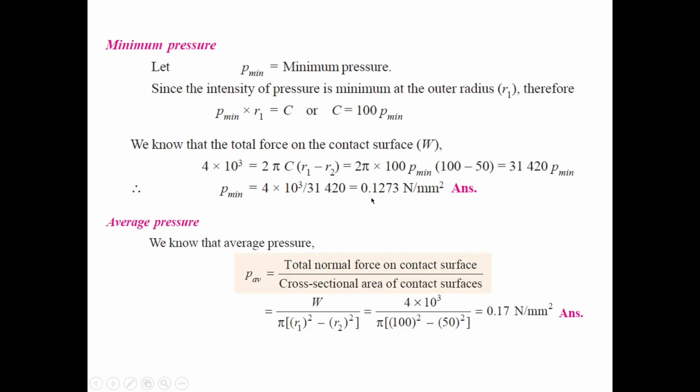Next, we have to find out the average pressure. So the average pressure's formula is W by pi of R1 square minus R2 square. Since all the values have been found out, we can easily substitute the values and find the answer. So the average pressure has been found out as 0.17 Newton per mm square by calculation.